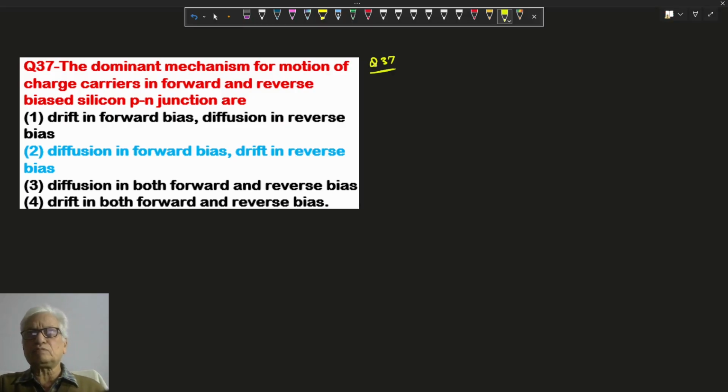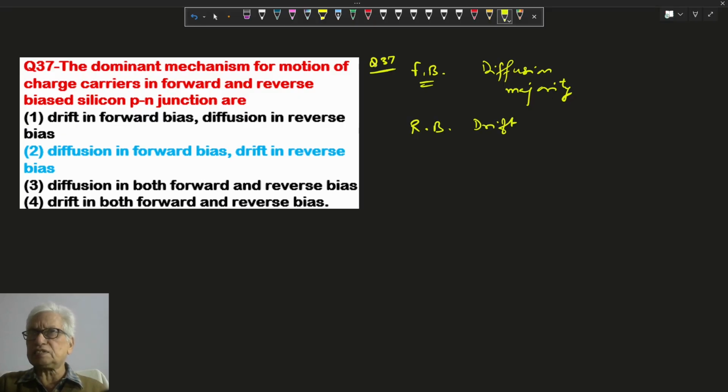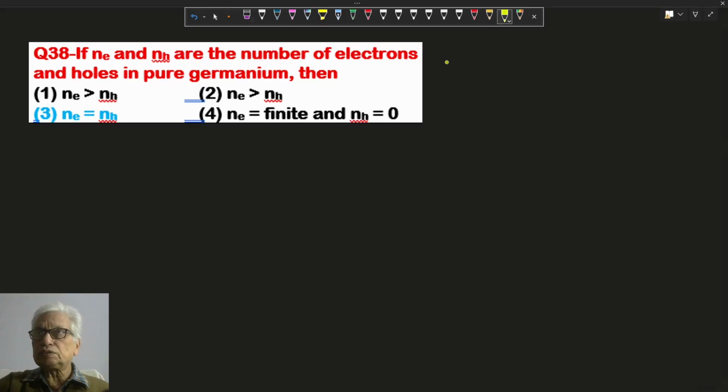In this question, determine the mechanism for the motion of charge carriers in forward and reverse bias in a PN junction diode. In forward bias, mainly diffusion of majority carriers is responsible. In reverse biasing, drift current, drifting of charges of minority carriers, is responsible. So diffusion in forward biasing, drift in reverse biasing. So option 2 is correct.